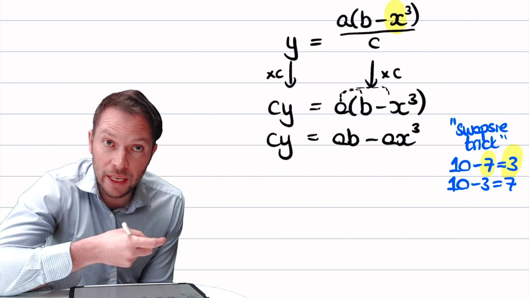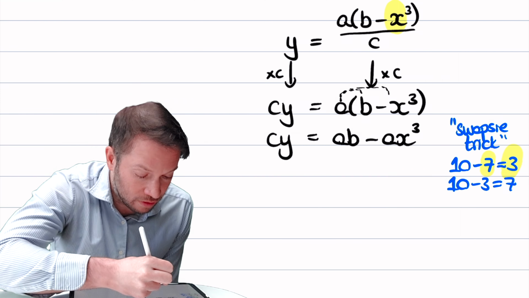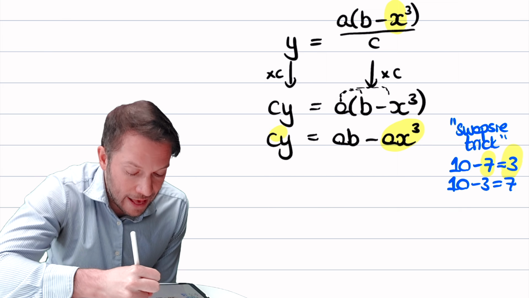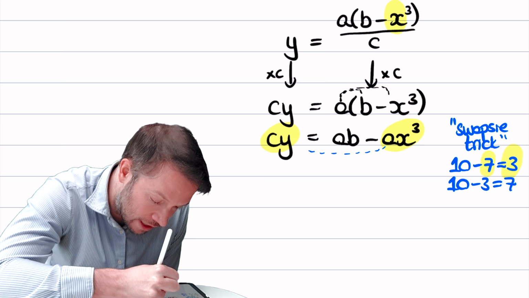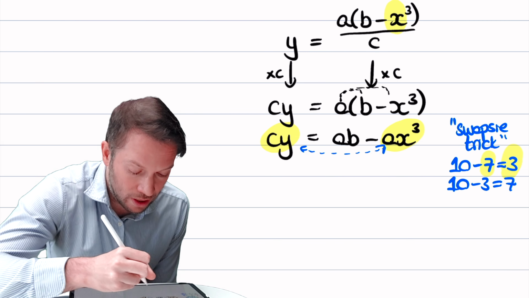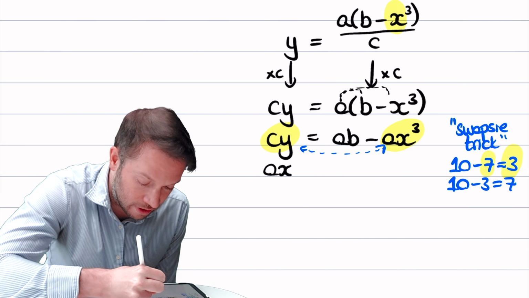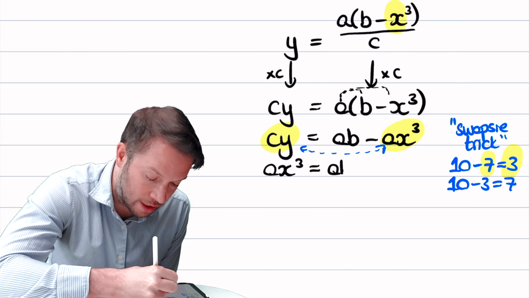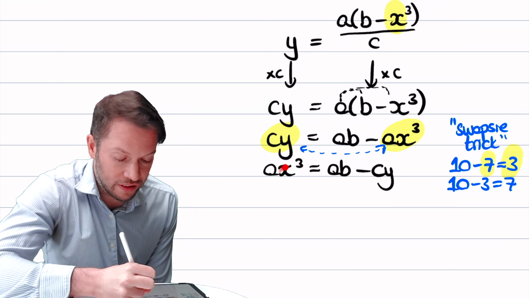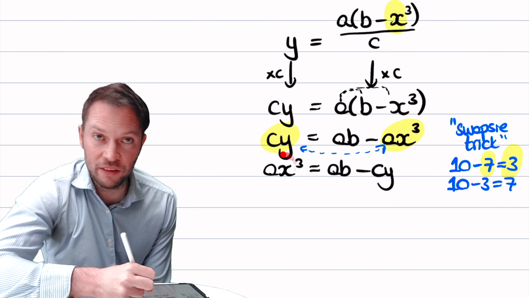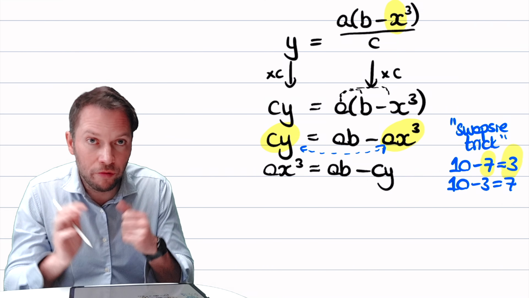And you can do the same in this equation. So you can swap the thing you're subtracting and the result of that subtraction. So you're going to swap these two things here. And if we do that, we're left with ax cubed equals ab minus cy. And that's nice because now the subject x is in a term that's not being subtracted from something. It's much more free now.